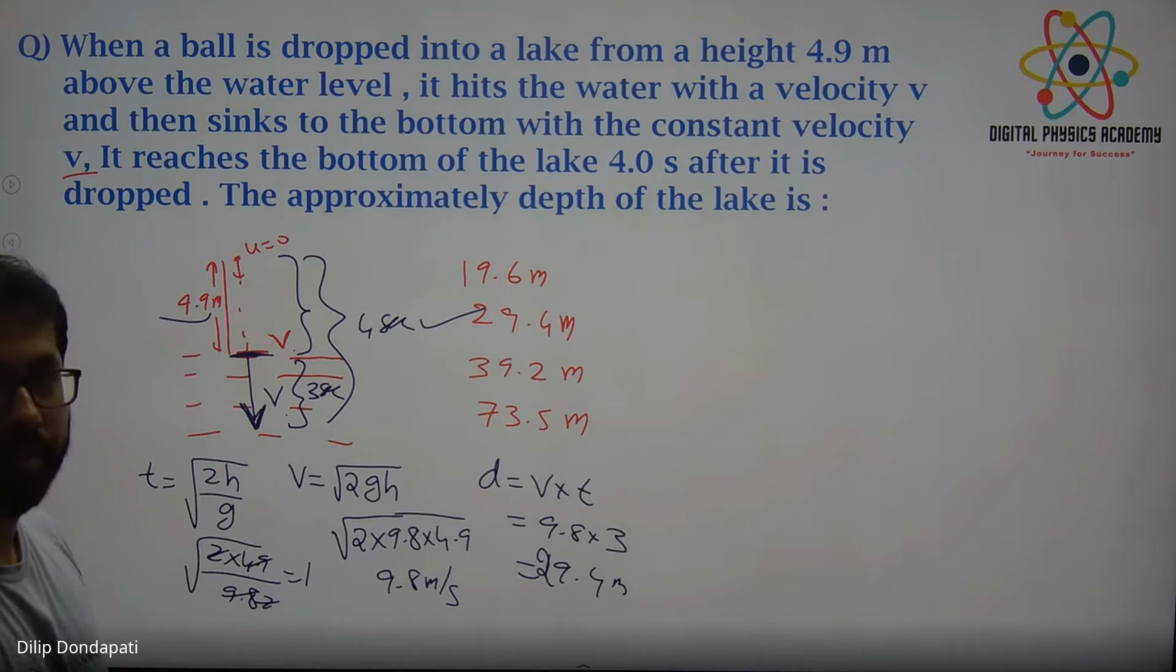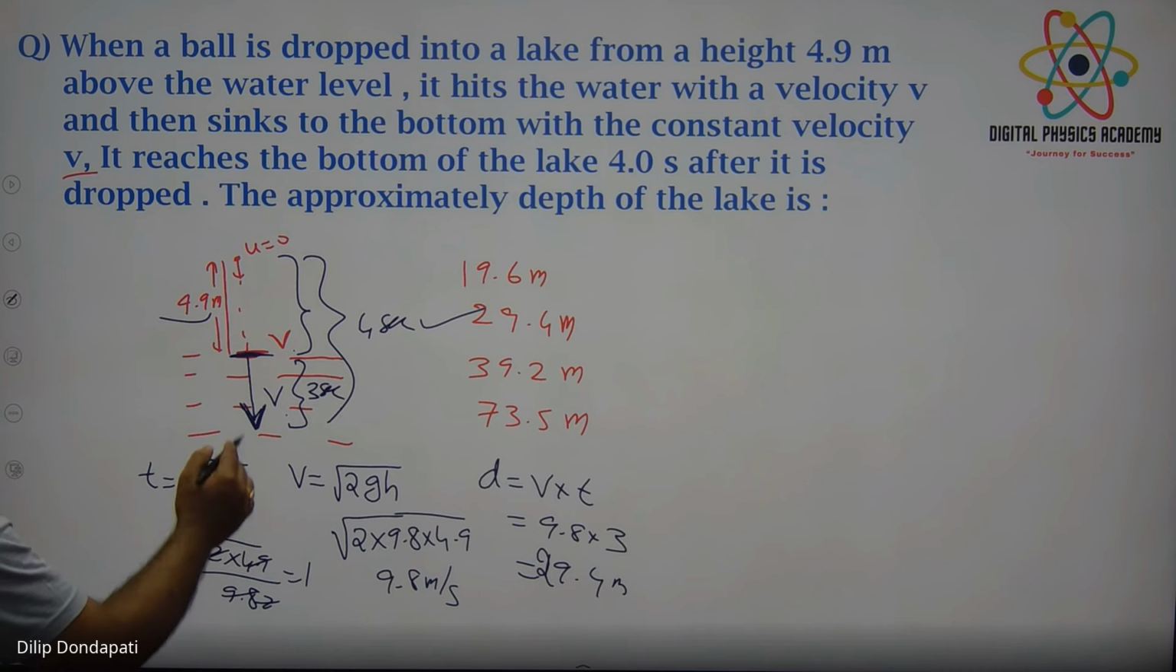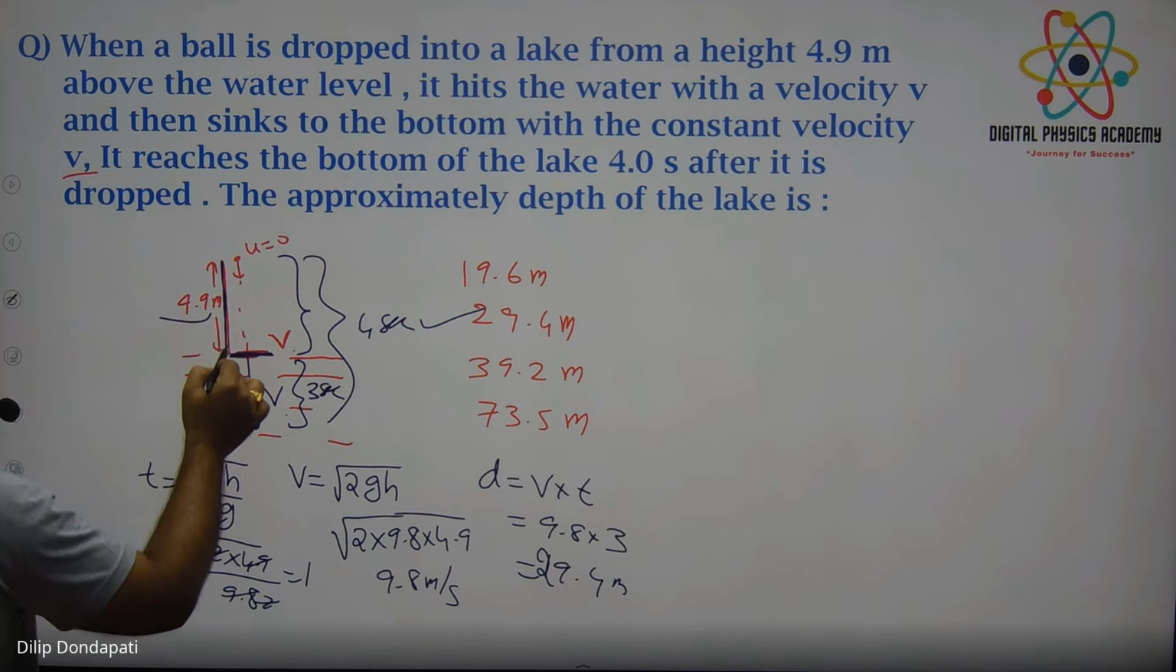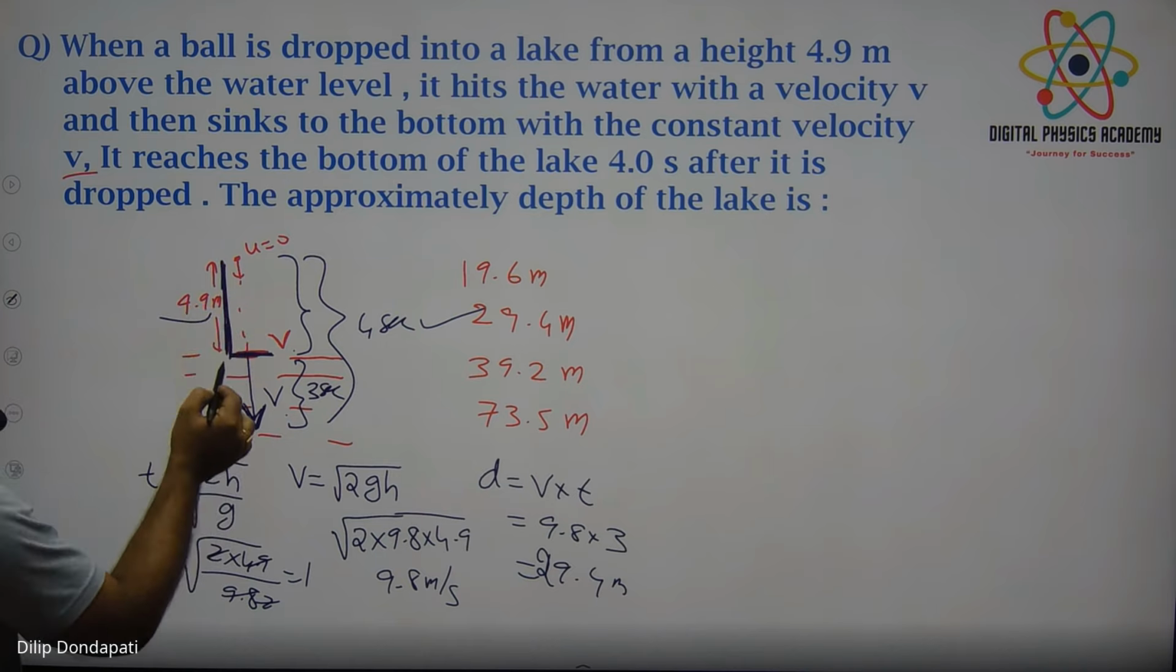Sir, I have a doubt. Tell me. Sir, can't I put t equal to root 2h by g and put t as 4? No. Why? Because we don't know the distance from here to here. He talked about the height, which one did you use? Which h? We know this height, right?